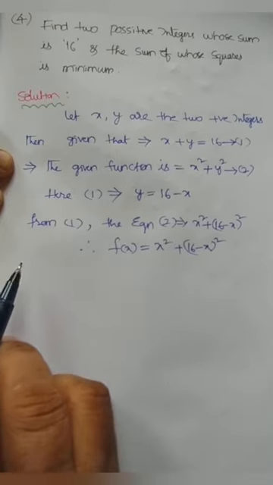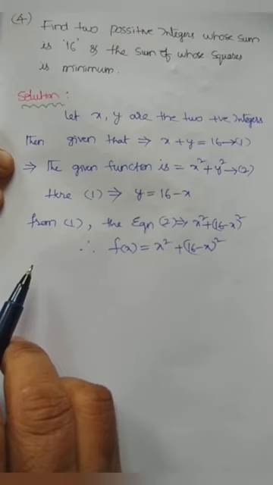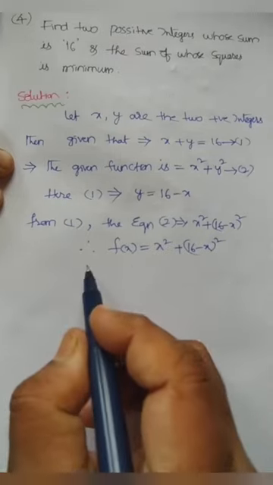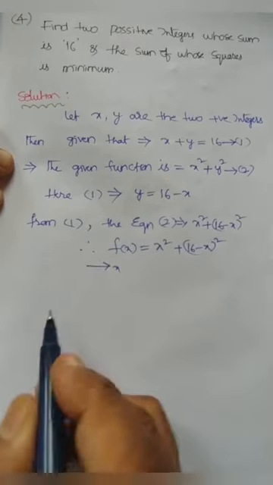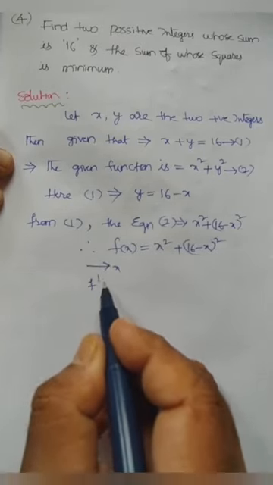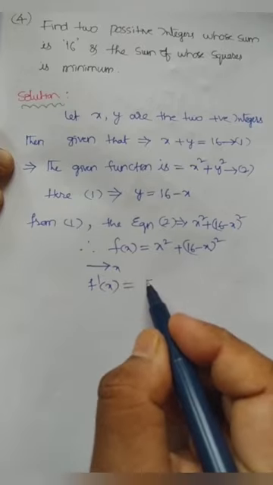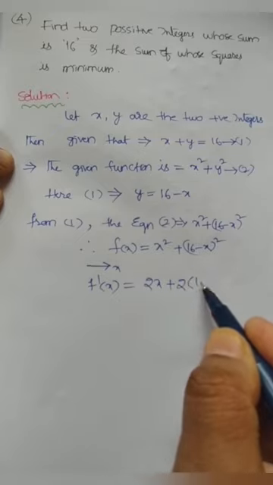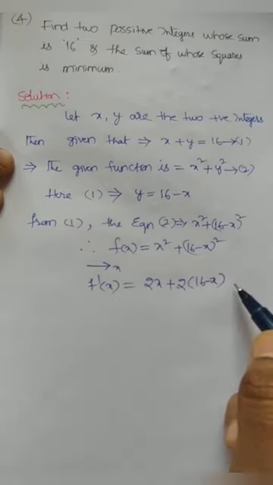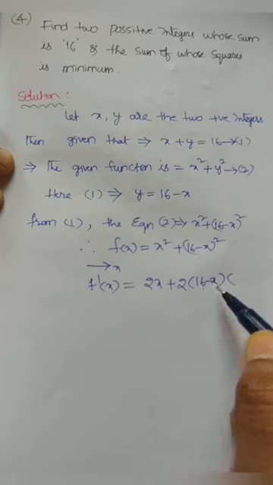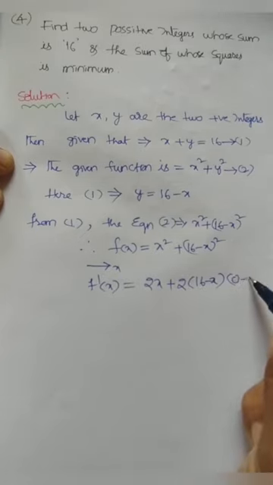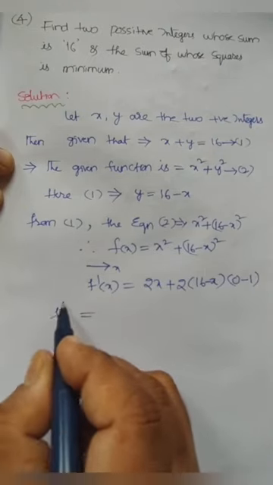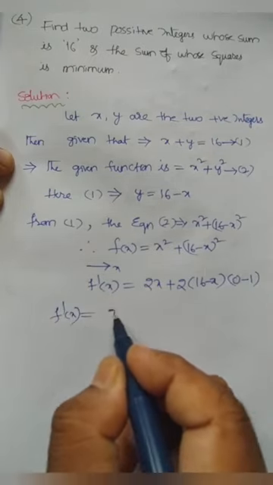On that regard, we have to find the stationary points. For that, we need to find f dash of x, so I am differentiating this function with respect to x on both sides. So I would get f dash of x value as what? X square derivative is 2x plus this derivative is 2 into 16 minus x, and again you have to differentiate 16 minus x. So 16 derivative is 0, x derivative is minus 1.